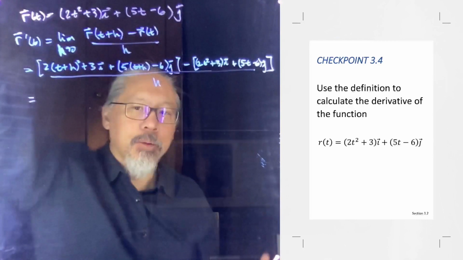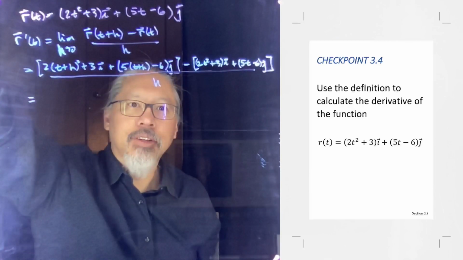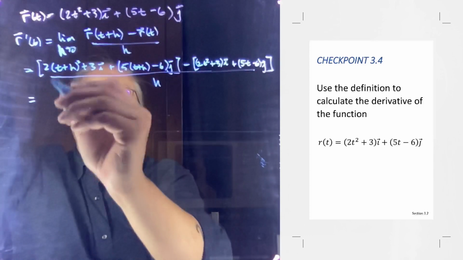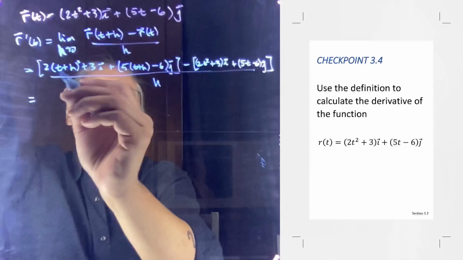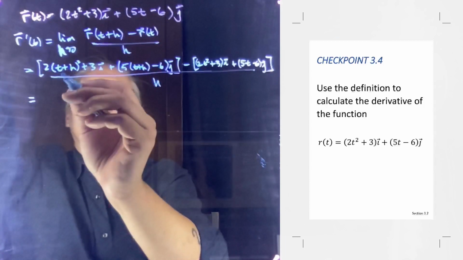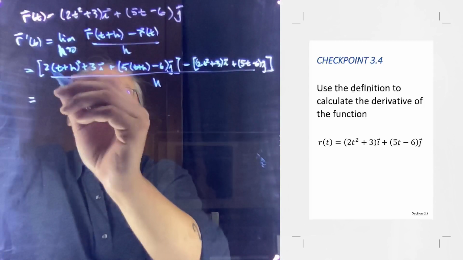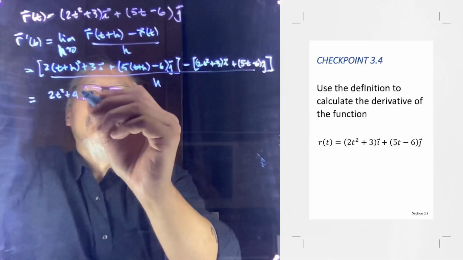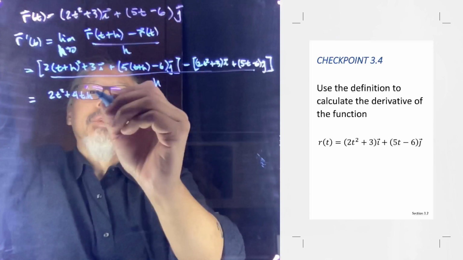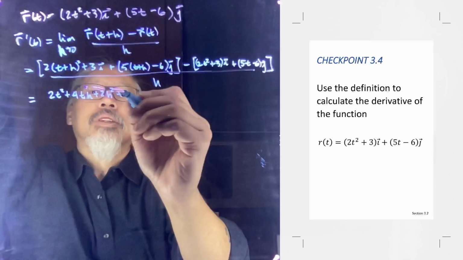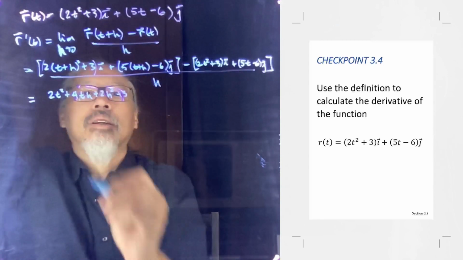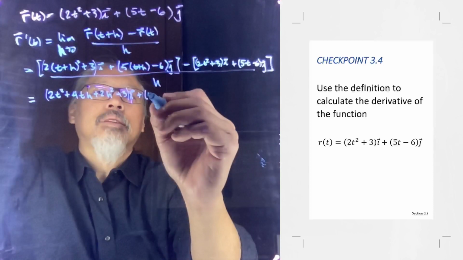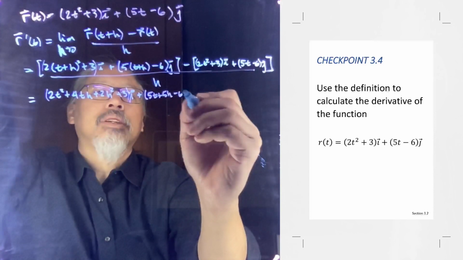And the idea behind the definition of the derivative, as you remember, way back in Calc 1, was to expand everything out and see things simplify. And hopefully they do. So for this first slot, we'll FOIL the first term out. It'll be t squared plus 2th plus h squared, and then everything gets multiplied by 2. So that's 2t squared plus 2 times 2 is 4, t times h, plus 2h squared plus 3, and this is happening with an i vector, plus, and we'll do the same thing, expand this out. We have 5t plus 5h minus 6 in the j direction.